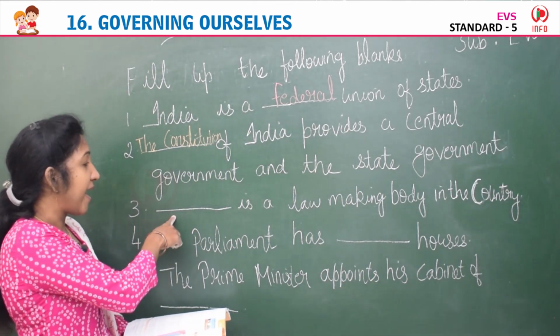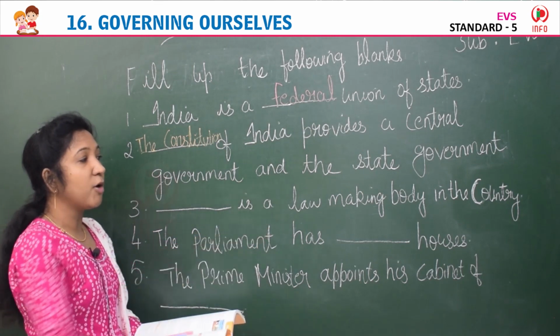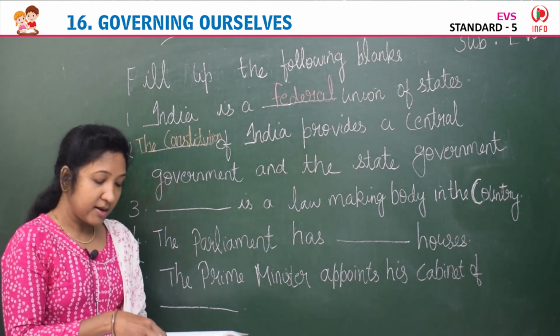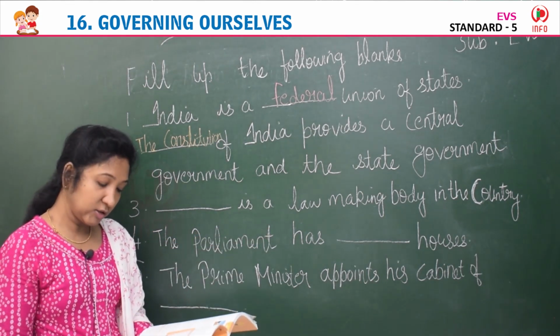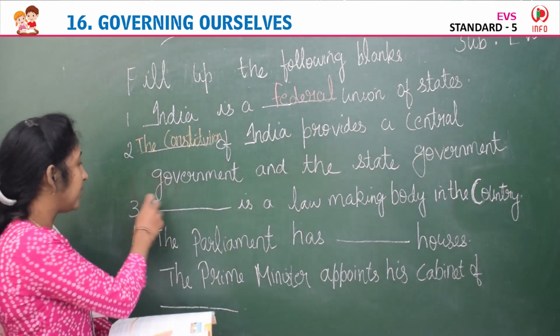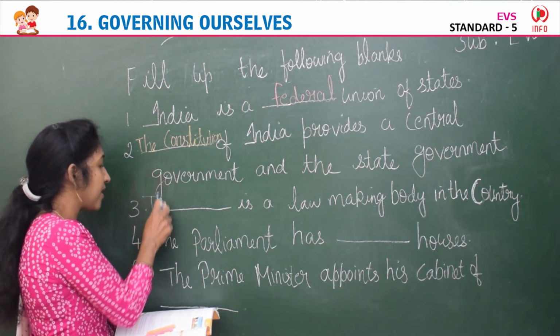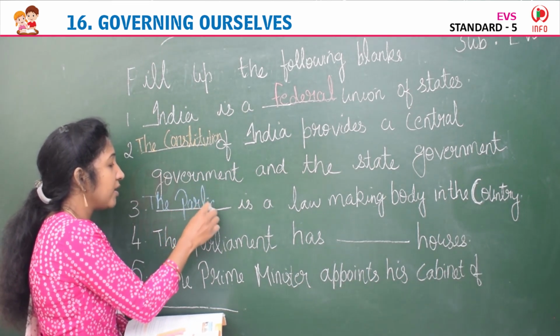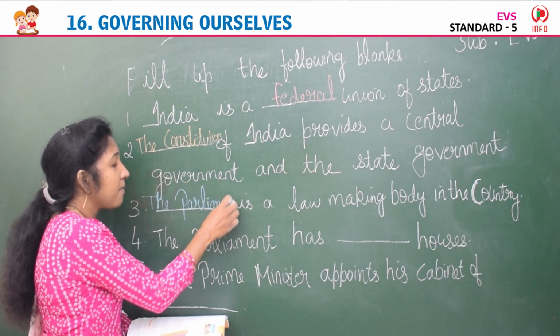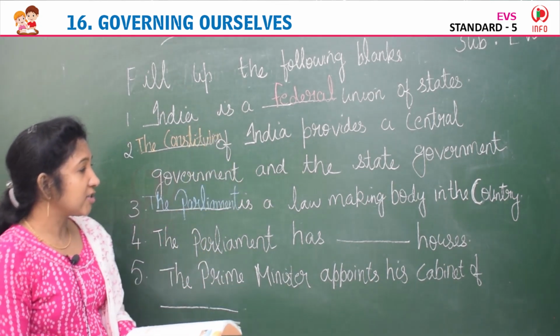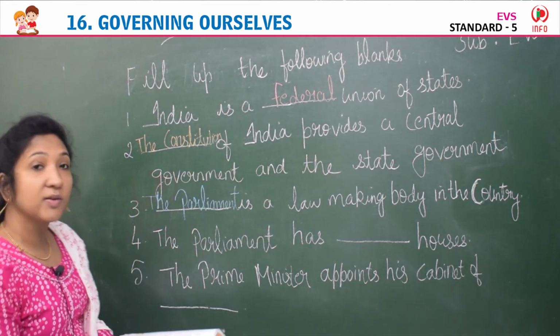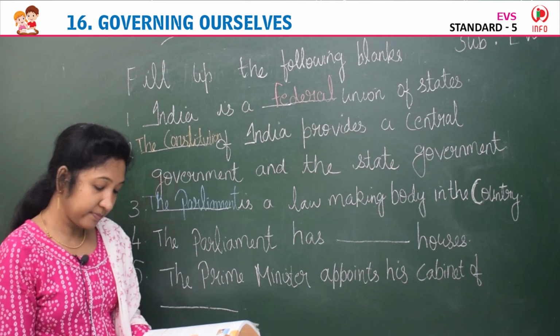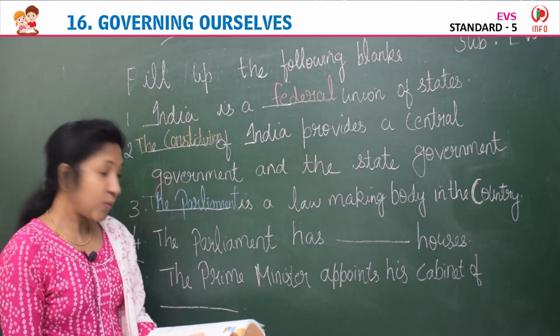Third, dash is a law-making body in the country. What is the answer? The Parliament. Parliament is the law-making body in the country. Answer is the Parliament.